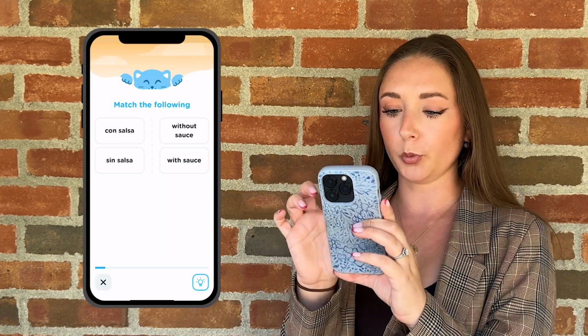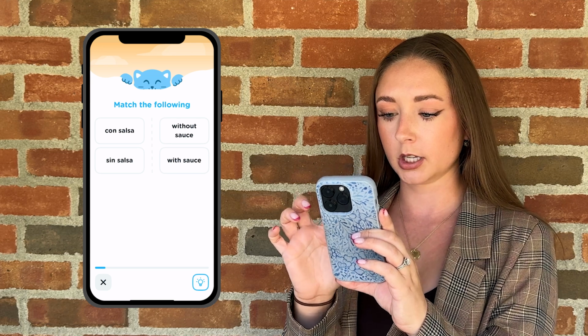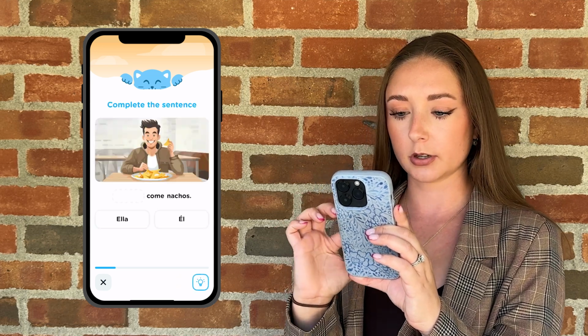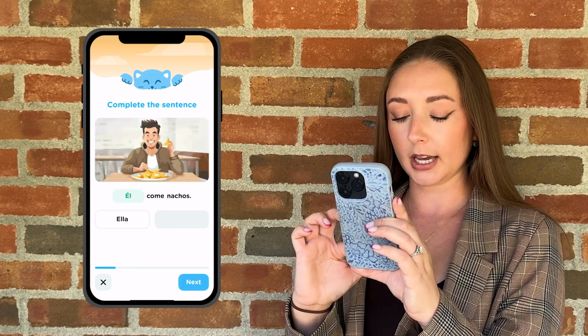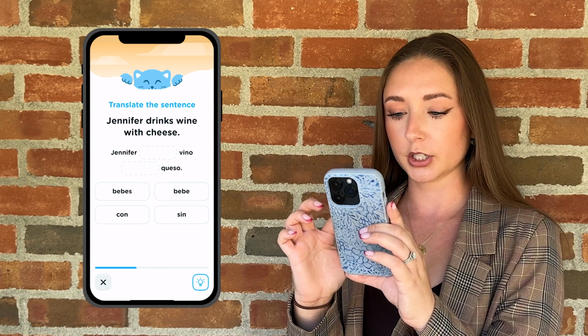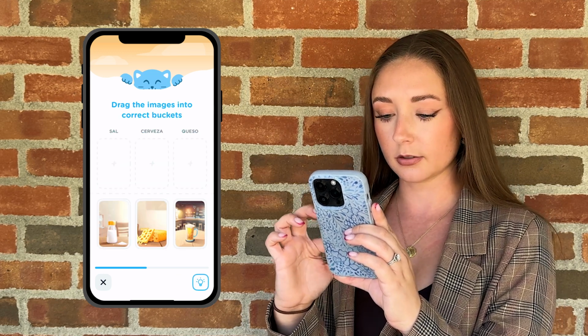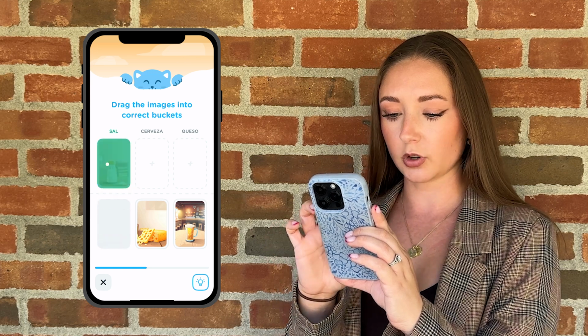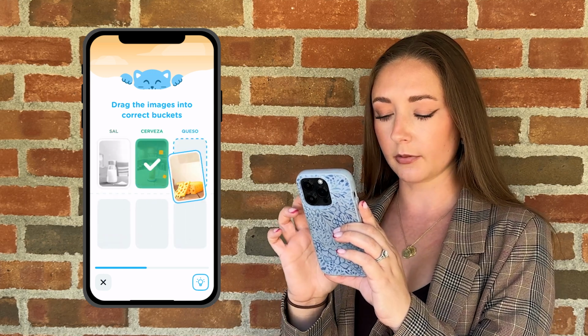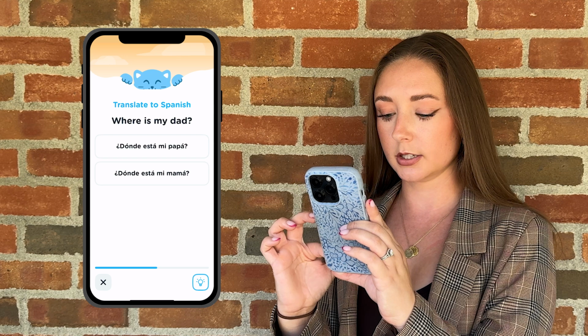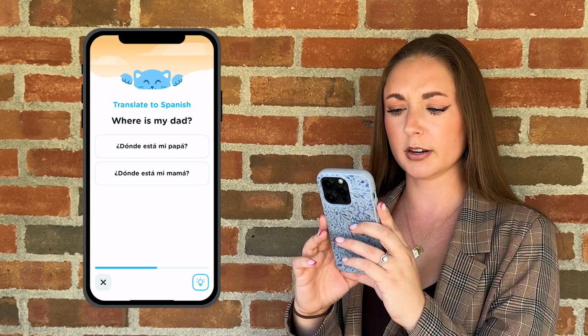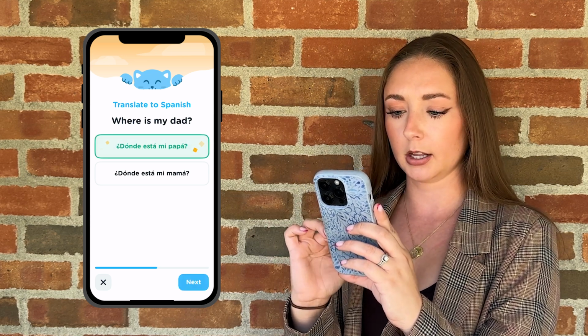Okay, match the following with salsa, sin salsa, with sauce. Okay. Él come nachos. Jennifer drinks wine with cheese. Jennifer bebe vino con queso. Perfecto. Cerveza, beer. Queso, cheese. Translate to Spanish. Where is my dad? ¿Dónde está mi papá?